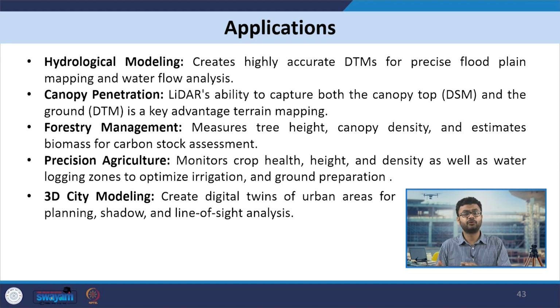As well as in forestry management, it is important to measure the tree height, canopy density, and estimate the biomass for carbon stock assessment. In precision agriculture also, DSM and DTM derived from the LiDAR data are used for monitoring crop health, crop height, density, as well as waterlogging zones to optimize irrigation and ground preparation. Recently, they are finding more and more use also in 3D city modeling to create digital twins of urban areas for planning, shadow analysis, or simulating also urban heat or line of sight analysis.